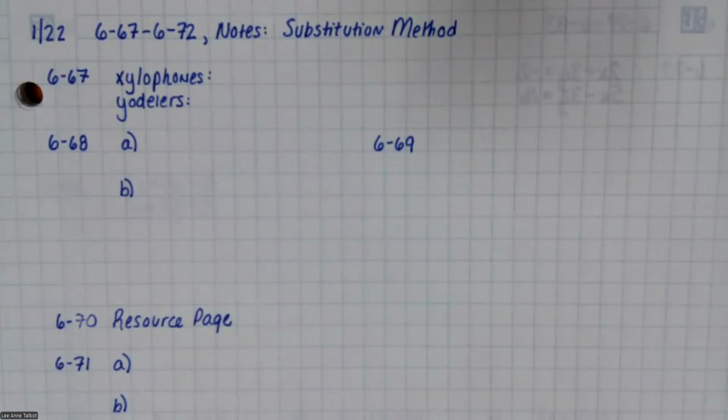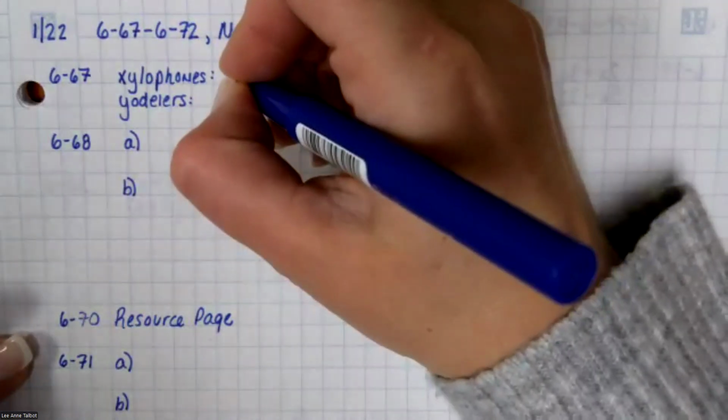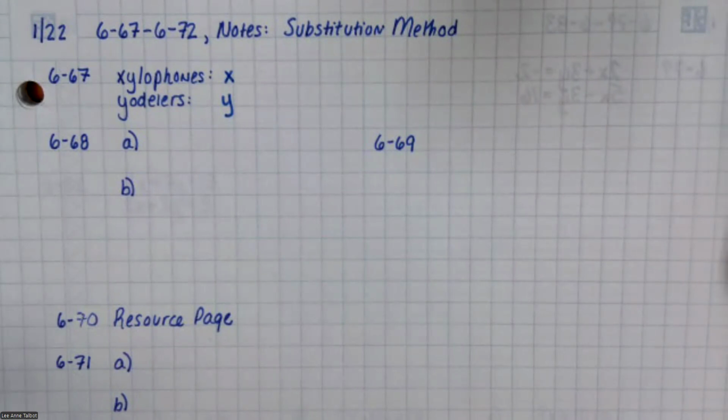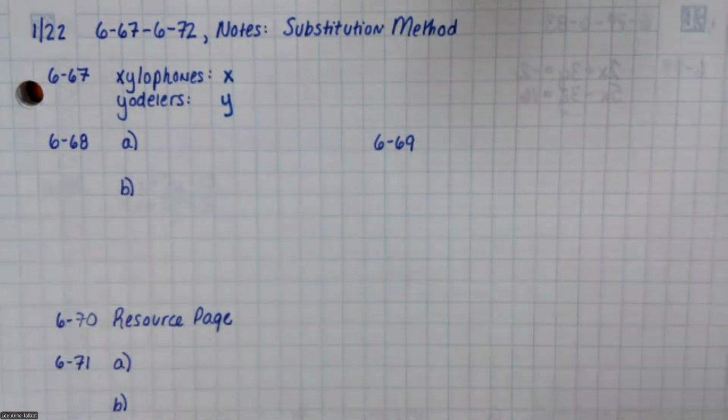Okay. So on 67, literally all we do is put, okay, we're going to call xylophones X and yodelers Y. That's my favorite problem of all time. I know. Okay, now 68 is not so easy. So 68 is, we're going to have to do some of that word problem translation that we've been working on.